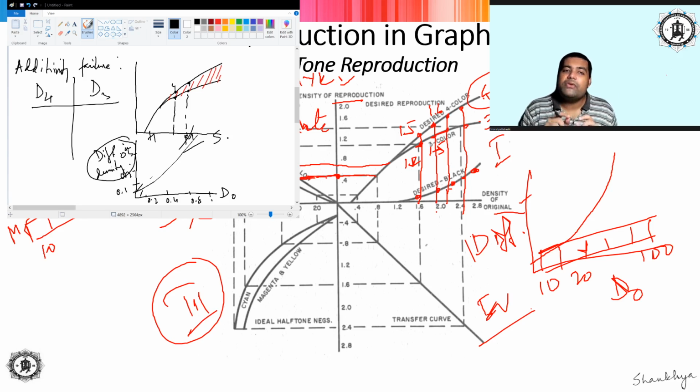Now what we have to do, similar to the previous examples, as I told you, in order to create the plate data, you have to plot the dot percentage for the black printer versus the densities of the black printer, that is a wanted black printer, right? So we get a plot like this.